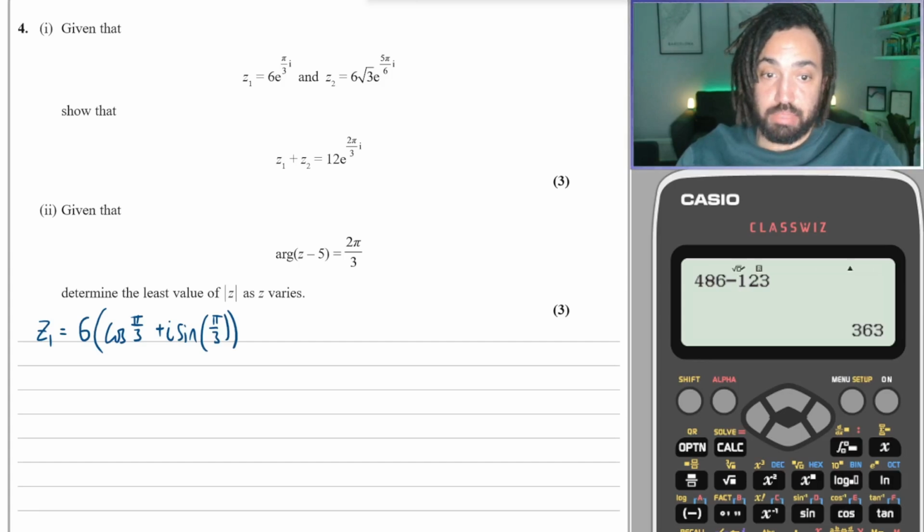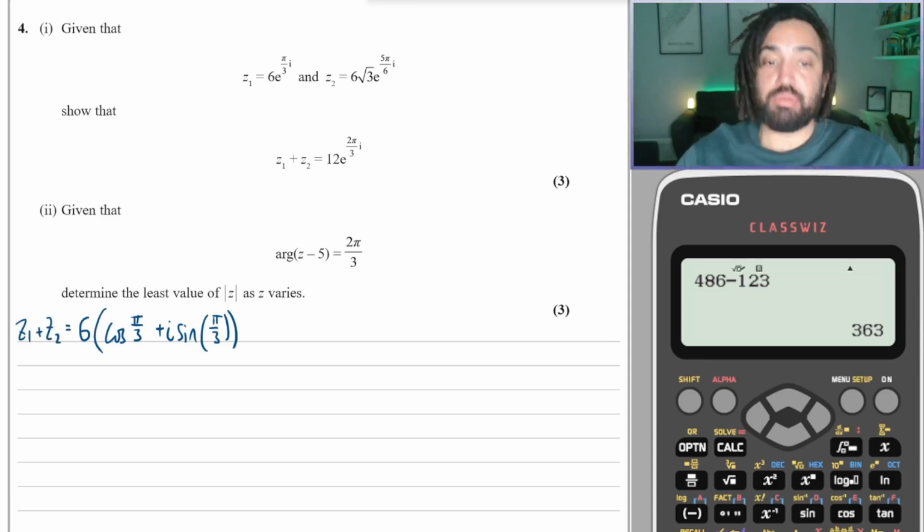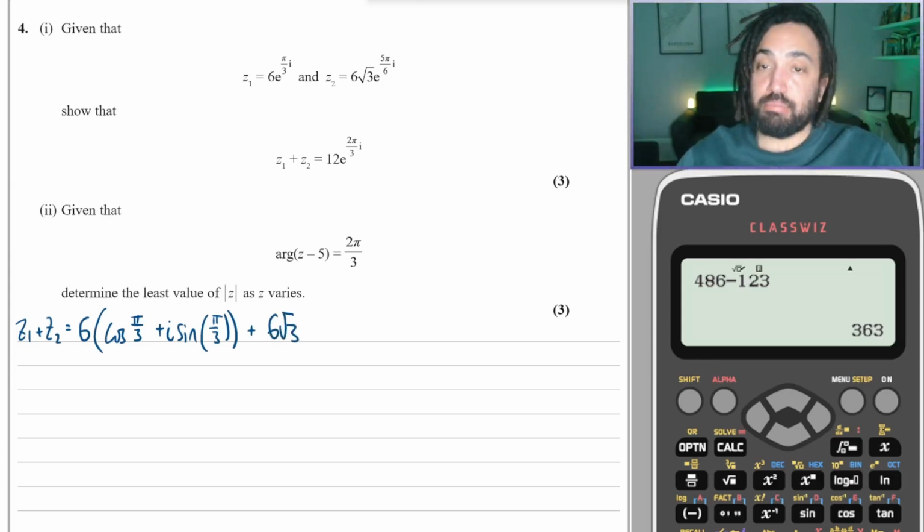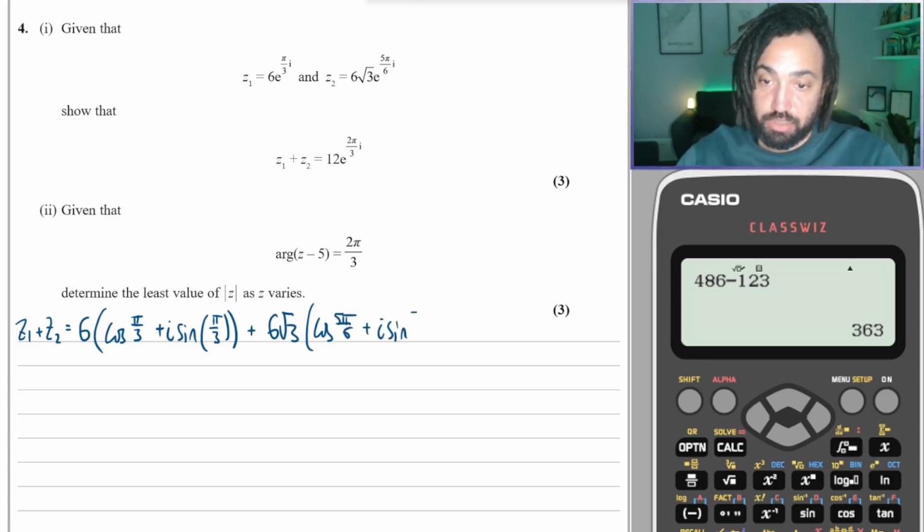That's z1, and z2, in fact, what I'll do is I'll just add them straight away, just to save a bit of time. So z1 plus z2 equals, there we go, that's better. 6 root 3 is the magnitude of the second complex number, and again we have cos of the argument, which is 5 pi over 6, plus i sine of the argument, which again is 5 pi over 6.